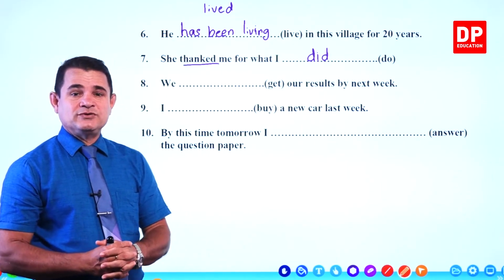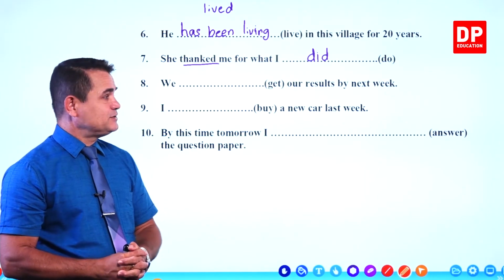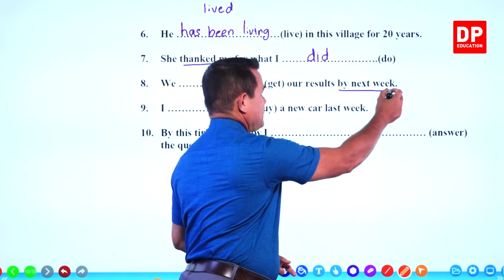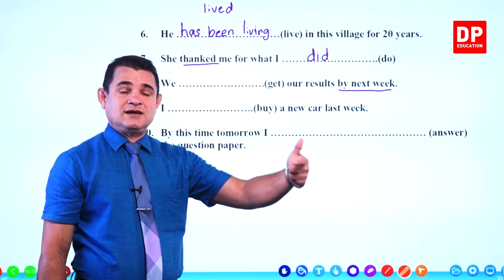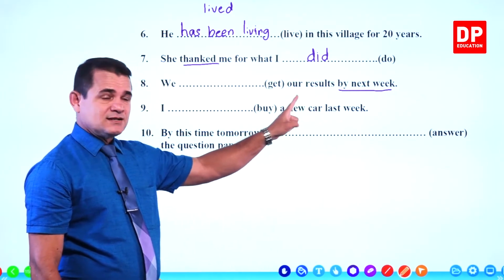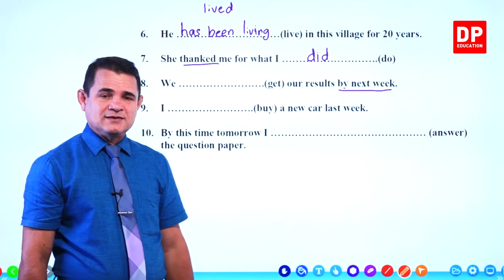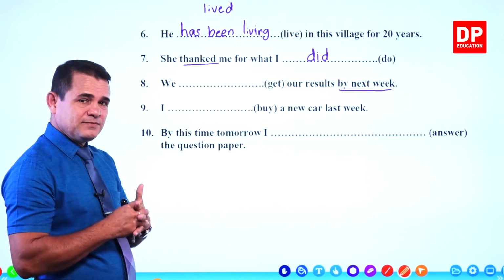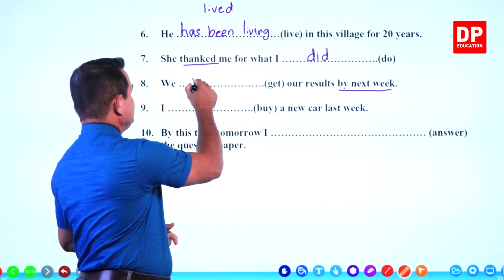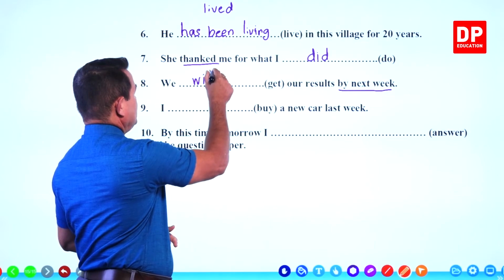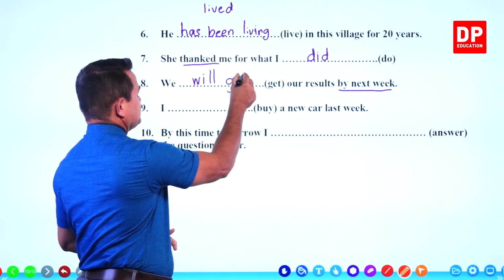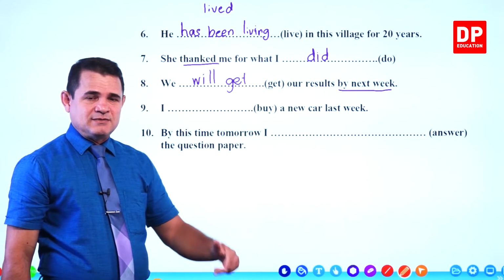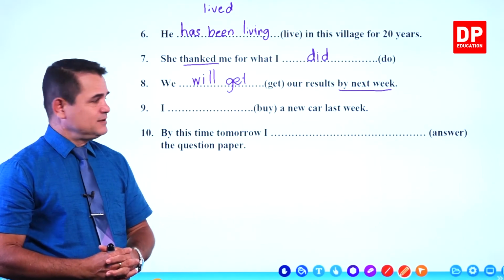Next one. We blank get our results by next year. There is one word for you to guess. In which tense should it be? By next year, this word tells the time. By next year, we will get our results. So it should be future tense. We will get our results by next week.